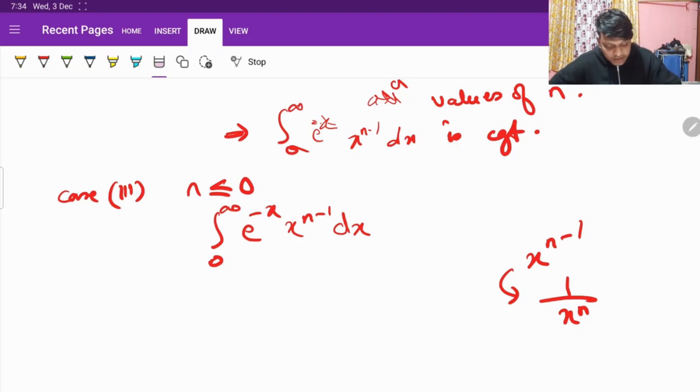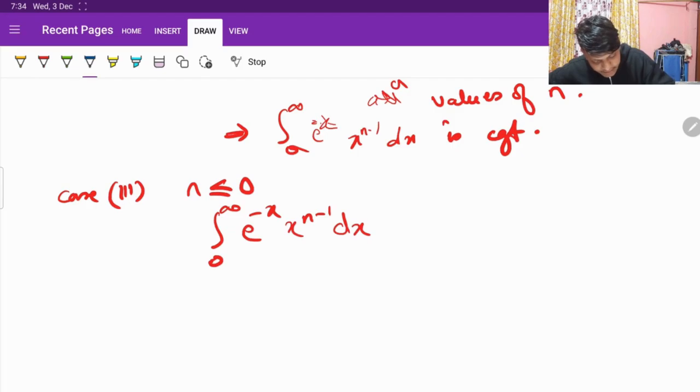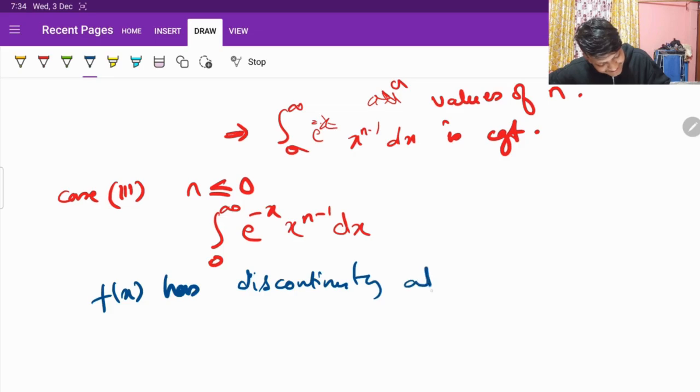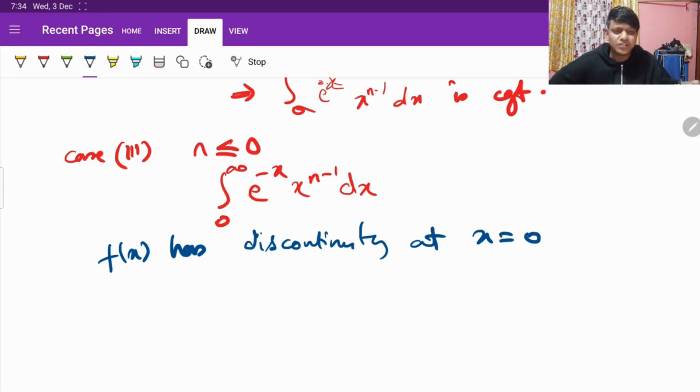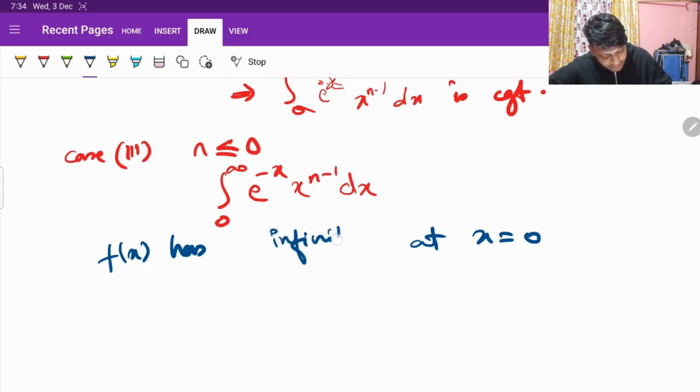So this f(x) has a discontinuity, or you can say infinity, at x equals 0.